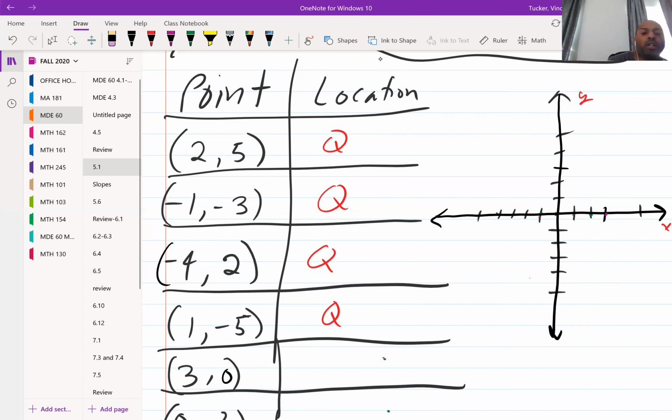So we're looking at 2, 5. You always start at your origin first. And we go to the right 2 because it's a positive 2 and then up 5, which is positive 5. So 2, 5 will be right here, and that is quadrant 1. Second point, start at your origin again, go to the left 1, down 3 because both of those are negative. And that's quadrant 3.